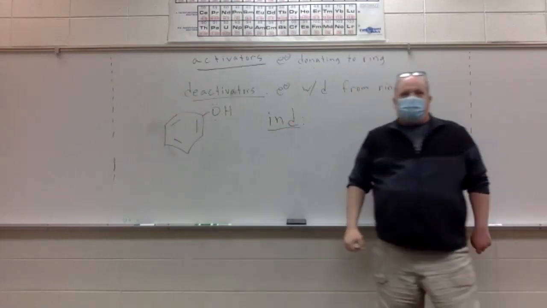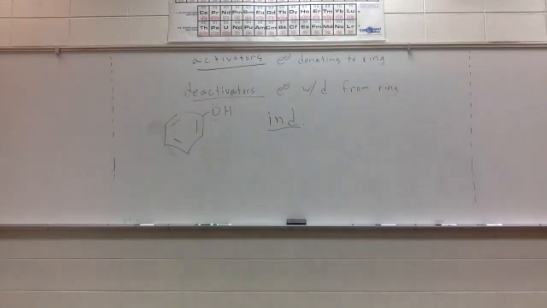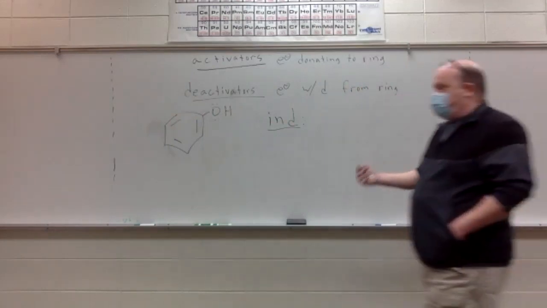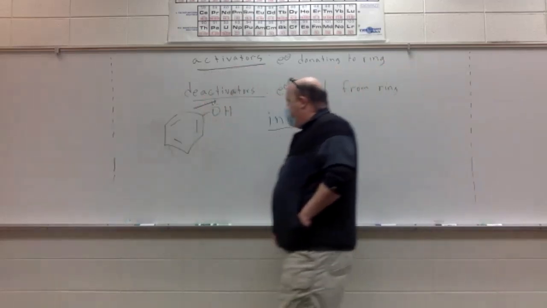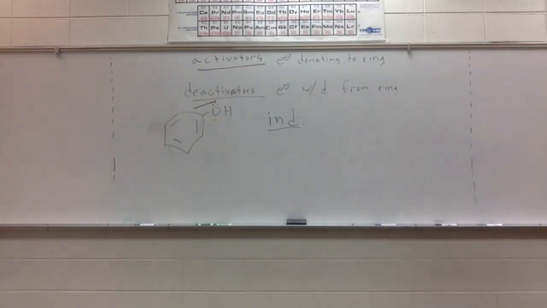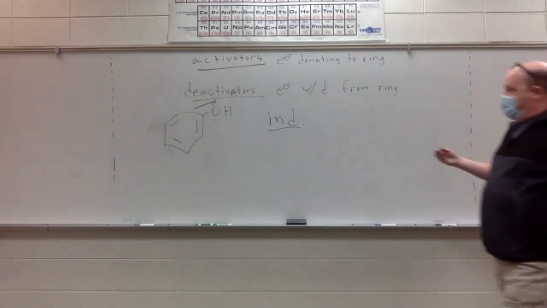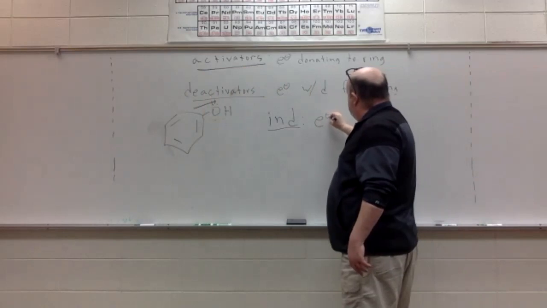All right, what do y'all think? You guys tell me. What do you think an OH group is going to do inductively? What's that? It's going to pull the electrons forward. Yeah, just like we saw last time, right? You have an electronegative oxygen, so it's greedy. It's going to start pulling some electron density its way, away from the ring. So that one is electron withdrawing.